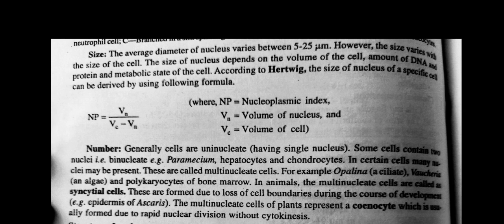In the case of chondrocytes, in certain cells many nuclei may be present, and they are called multinucleated cells. For example, in ciliates, in algae and in the case of bone marrow cells. In animals, multinucleated cells are syncytial cells. These are found due to the loss of cell boundaries during the course of development. The multinucleated cells of plants represent coenocytic, and in the case of fungi, we also use the term coenocytic.